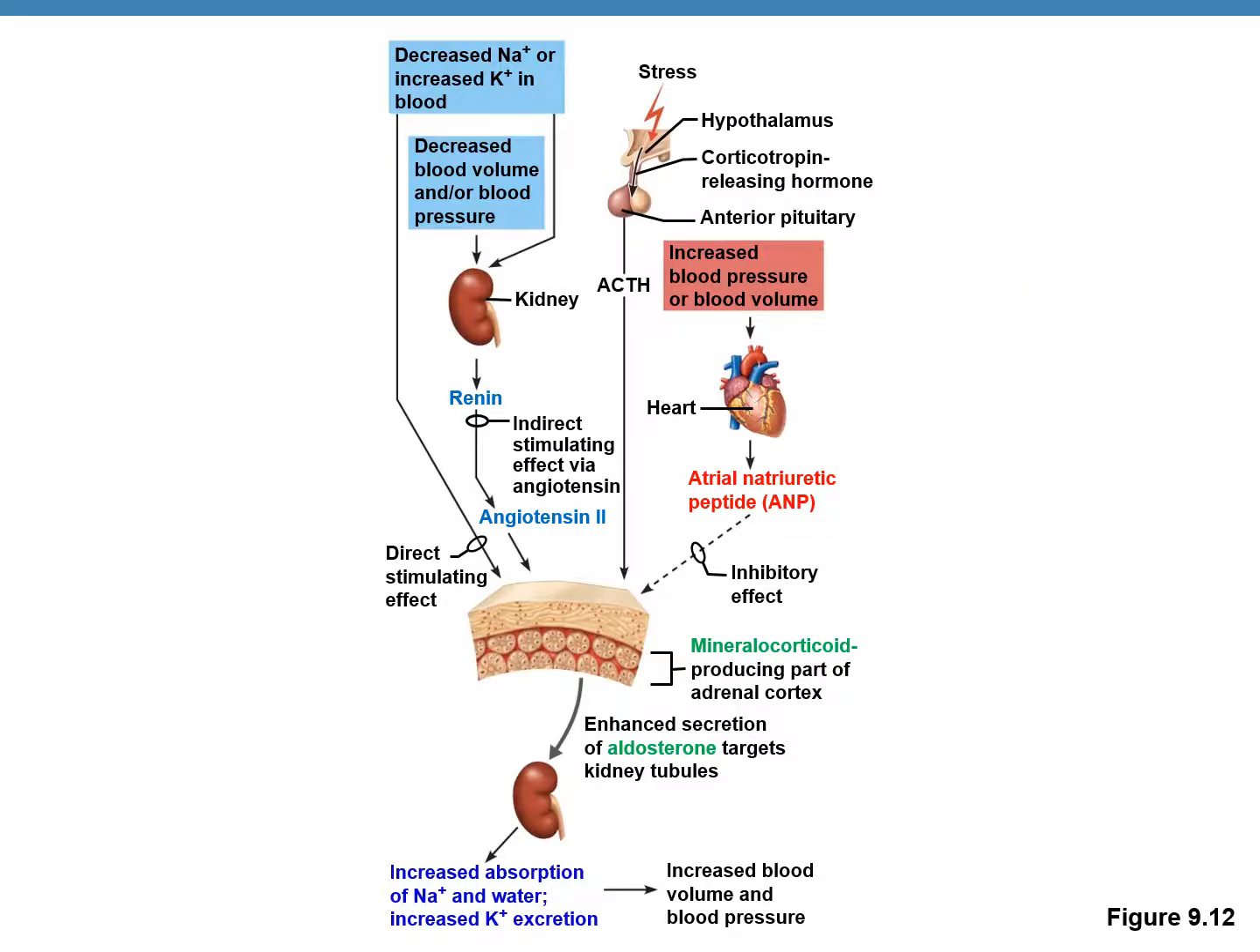This figure shows how increased aldosterone secretion targets the kidney cells, which causes increased retention of sodium ions and water, and this increases the blood volume and blood pressure.